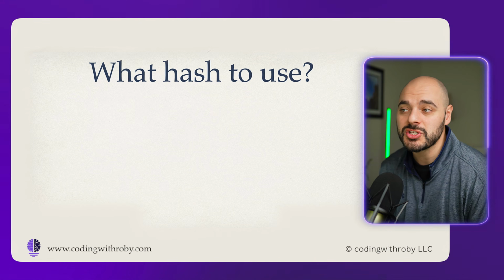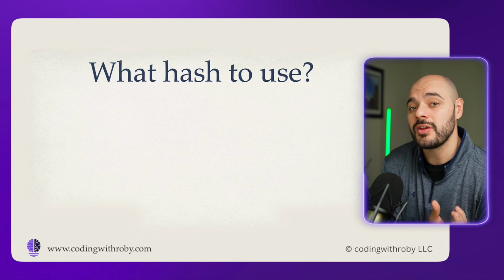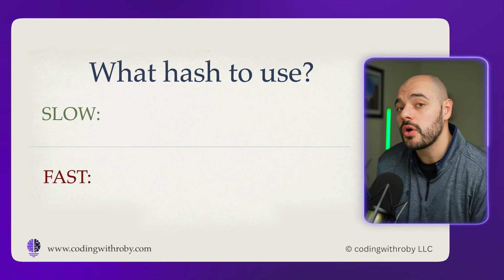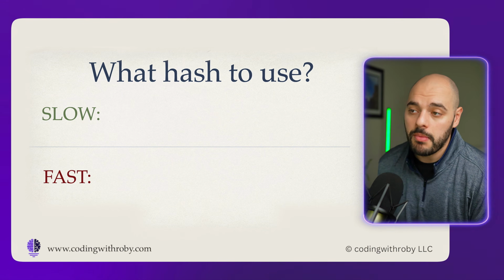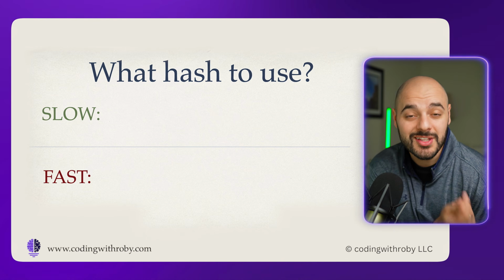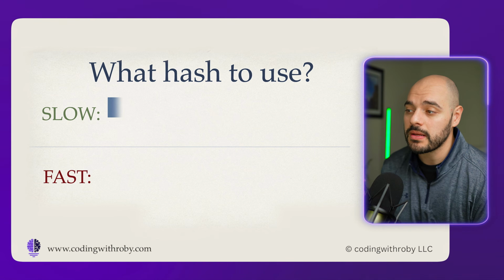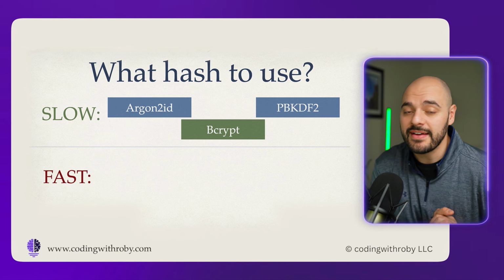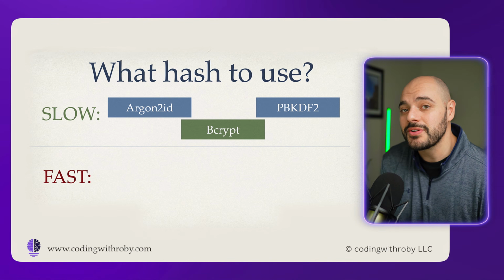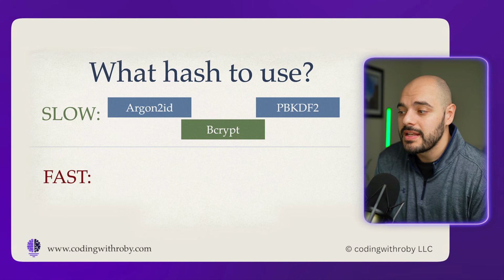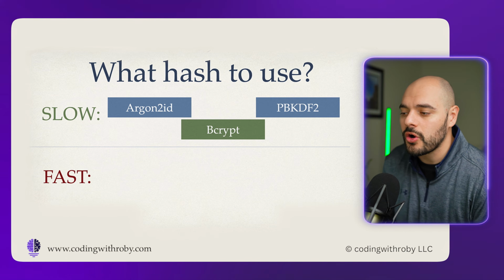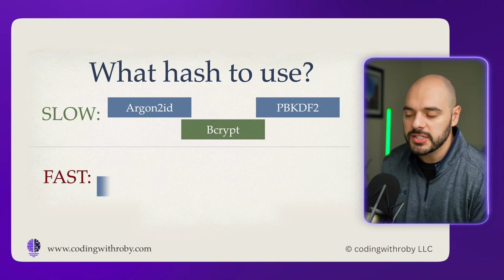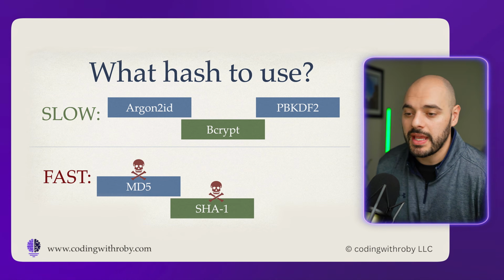So what hash to use in this situation to be able to get a unique hash? Well, hashes can be broken up into 2 things, slow and fast hashes. In modern development, we want to go with a slow hash. Now, these 3 recommendations, which are Argon 2ID, bcrypt, and PBKDF2, are 3 standards that you can use when hashing a password. Now, some of the fast solutions are known as deprecated. You don't want to use them in your application anymore. This could be MD5, SHA-1, and base64.